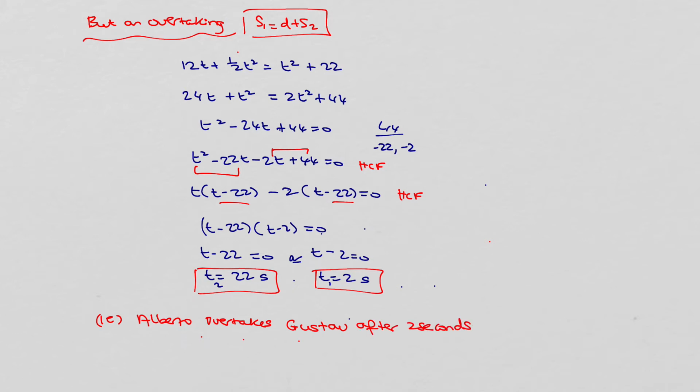And then Gustav overtakes Alberto after 22 seconds, but that would be 20 seconds later. Let's rephrase that. So Gustav overtakes Alberto 20 seconds later. Okay, so this 22 seconds is 22 seconds from the start, but of course 2 seconds have already elapsed on the first overtaking, and then overtaking occurs again. So that would be 20 seconds after the first point of overtaking.